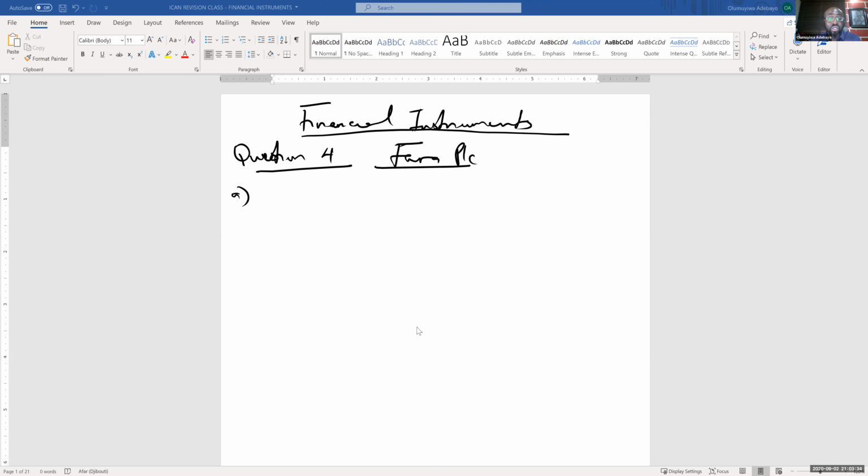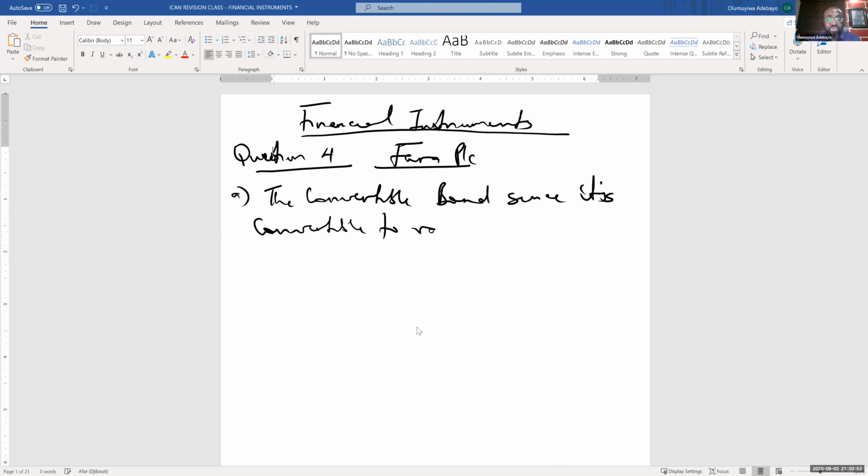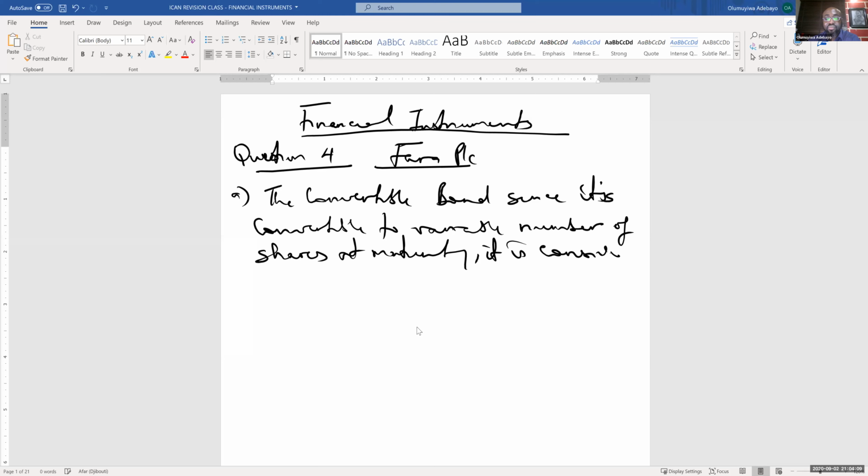Rather, the convertible bond, since it is convertible to a variable number of shares at maturity, it is considered as a financial liability.